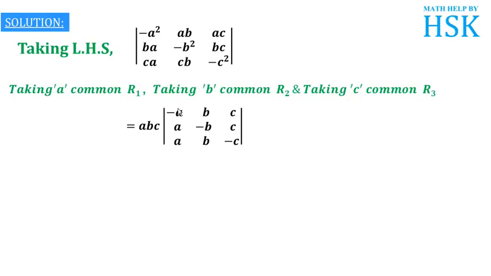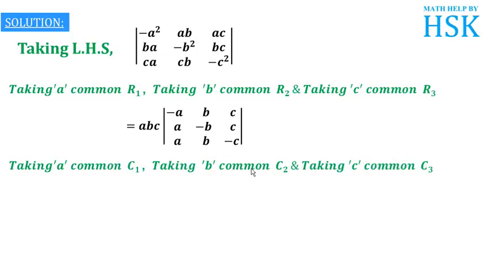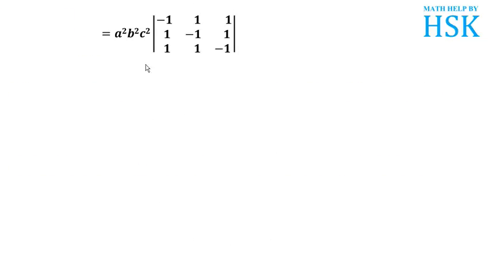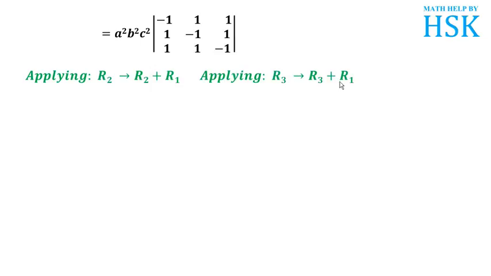Again, I see here that from column 1, column 2, column 3, I can again take a, b, and c as common. So taking a common from C1, b common from C2, c common from C3, I'm going to get a square, b square, c square into the determinant minus 1, 1, 1; 1, minus 1, 1; 1, 1, minus 1, right? Now, applying the property, R2 is changed to R2 plus R1 and R3 is changed to R3 plus R1.